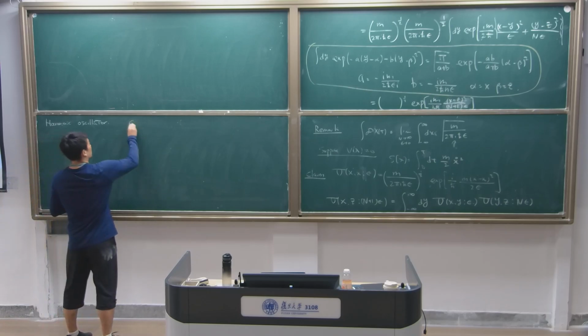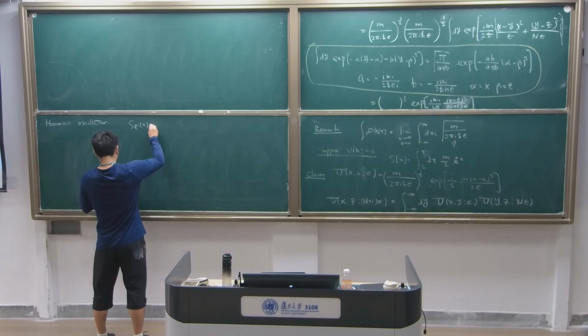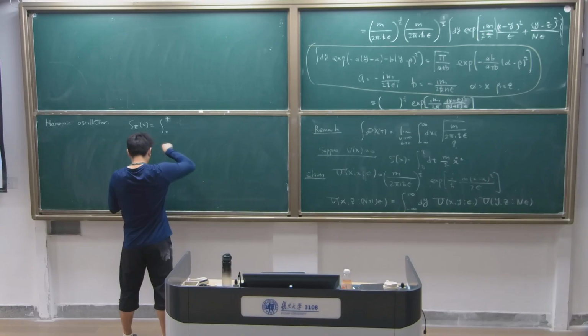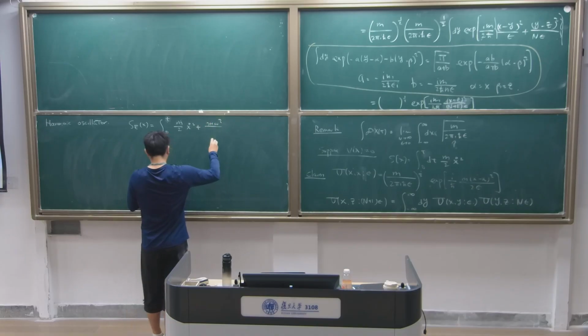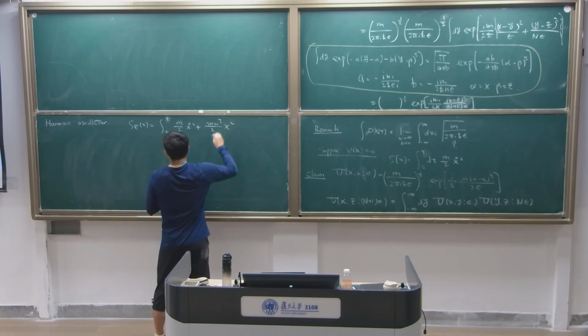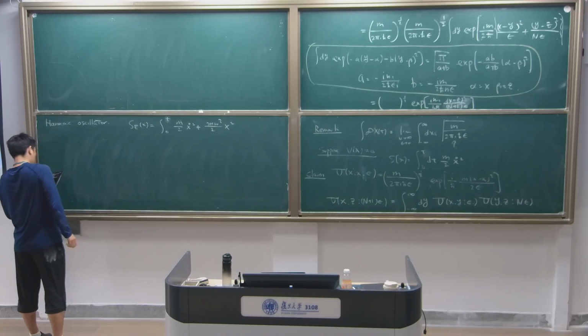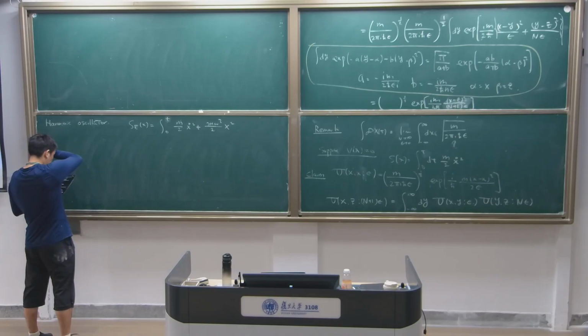So I just want to use the Euclidean version of this one. The Euclidean action S_E of x, with the kinetic term plus m omega squared over 2 x squared, and we want to compute the path integral.